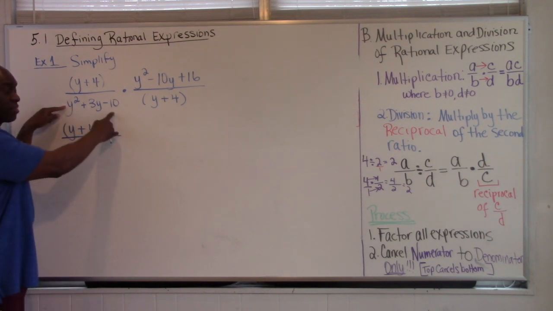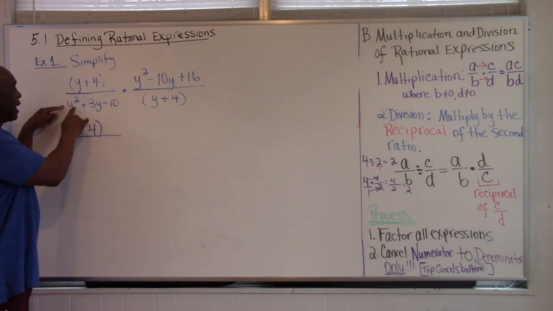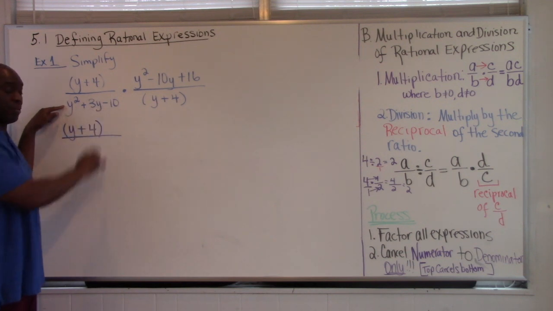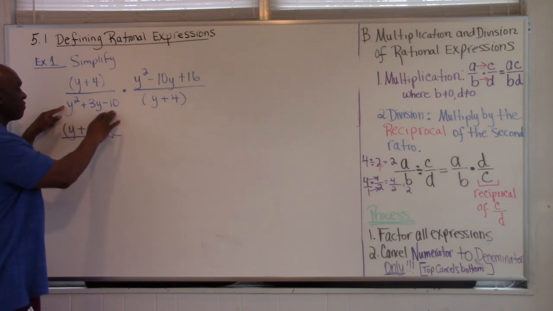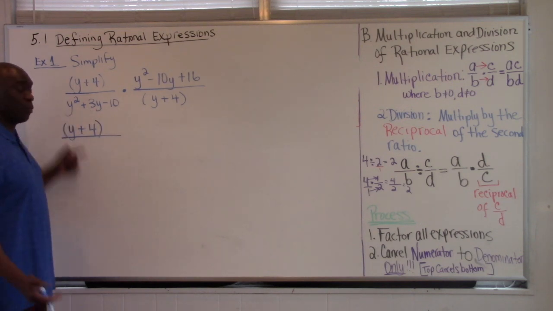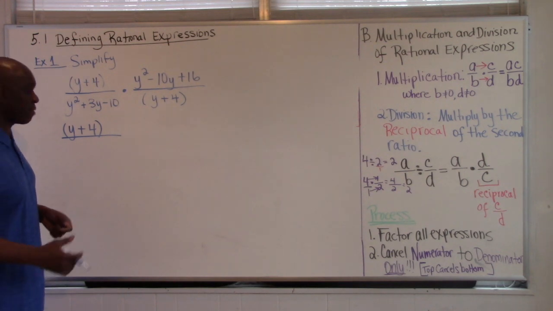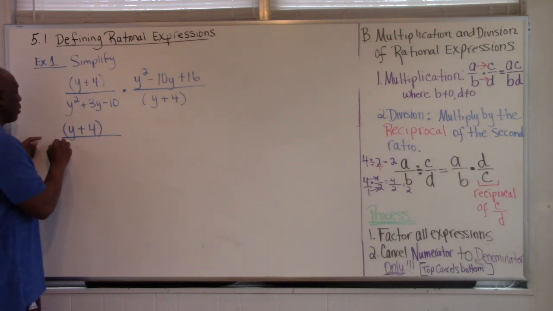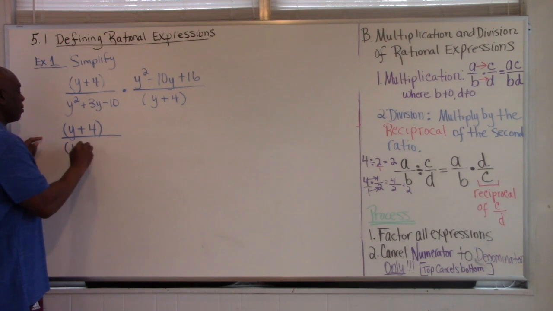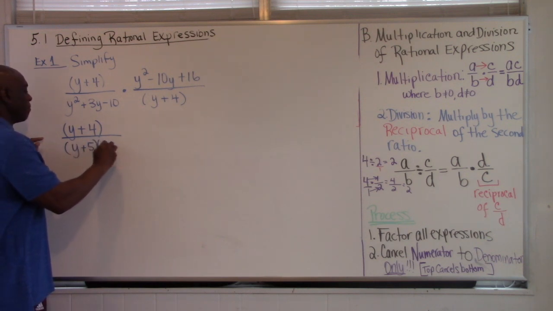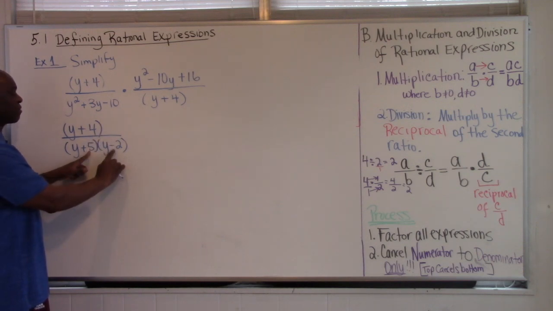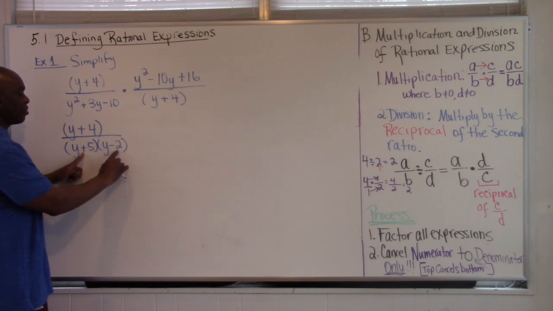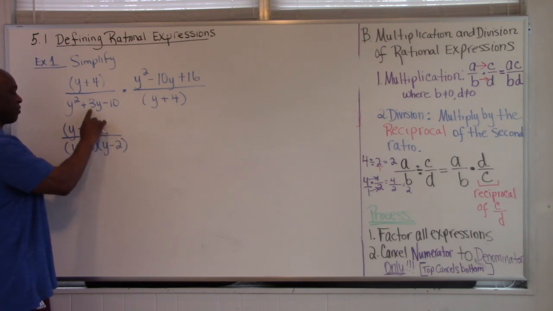Now let's factor our second expression in our denominator, y squared plus 3y minus 10. We need two numbers that multiply to negative 10 and add up to positive 3. Well, we're going to have y plus 5 times y minus 2, because positive 5 times a negative 2 gives us a negative 10, and a positive 5 plus a negative 2, its sum is a positive 3.